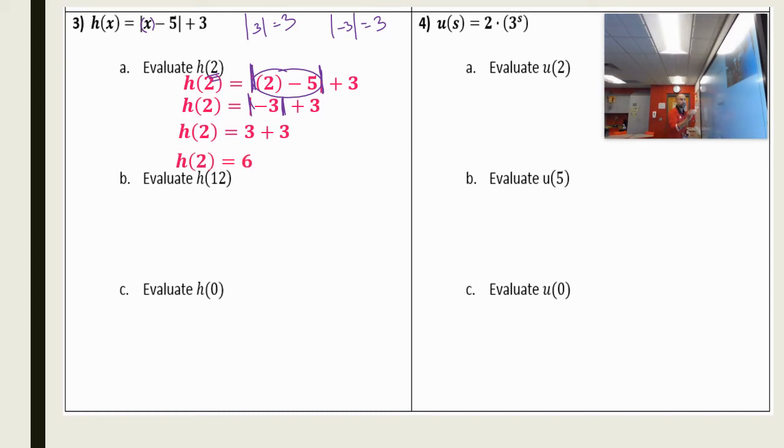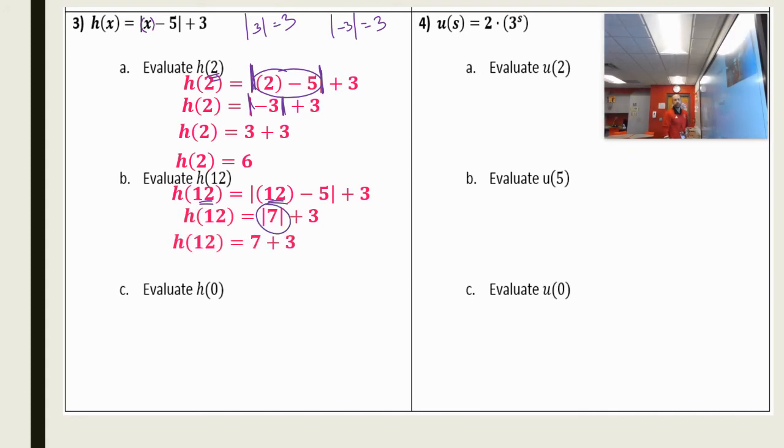For the next one, plug in 12. So again, I plugged in a 12. That's my input. 12 minus 5 is 7. Absolute value of 7 is just 7. 7 plus 3 is 10.